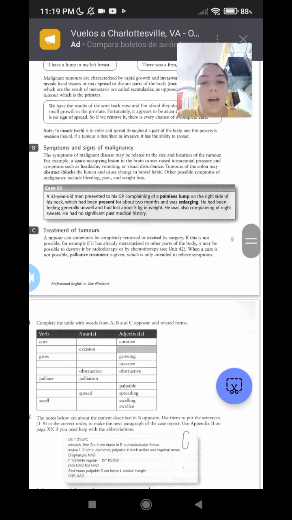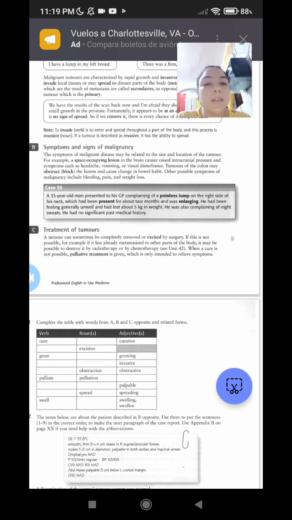Case 65. A 30-year-old man presents to his GP complaining of a painless lump on the right side of his neck, which had been present for about 2 months and was enlarging. He has been feeling generally unwell and has lost about 5 kg in weight. He has also complained of night sweats. He has no significant past medical history.